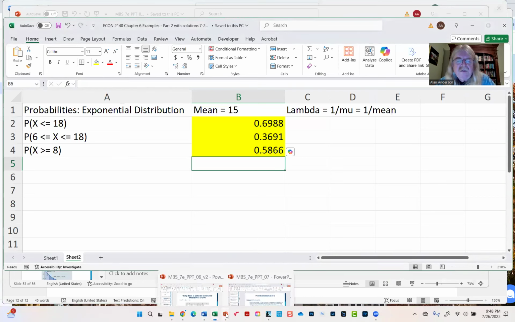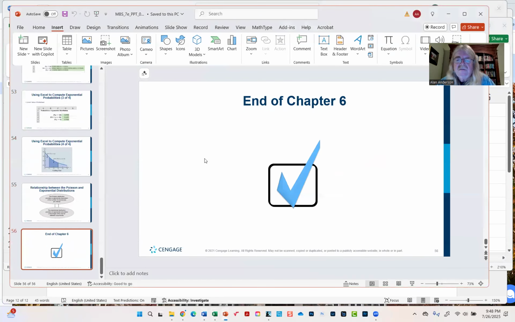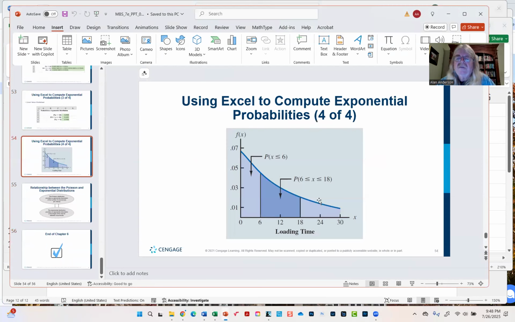Okay, so now, by the way, that's it for chapter 6. And oh, here's the graph of what they were just doing. This is the way the curve for the exponential distribution looks. It's curving downward, as you can see, because the probabilities are falling off very quickly for the larger numbers.